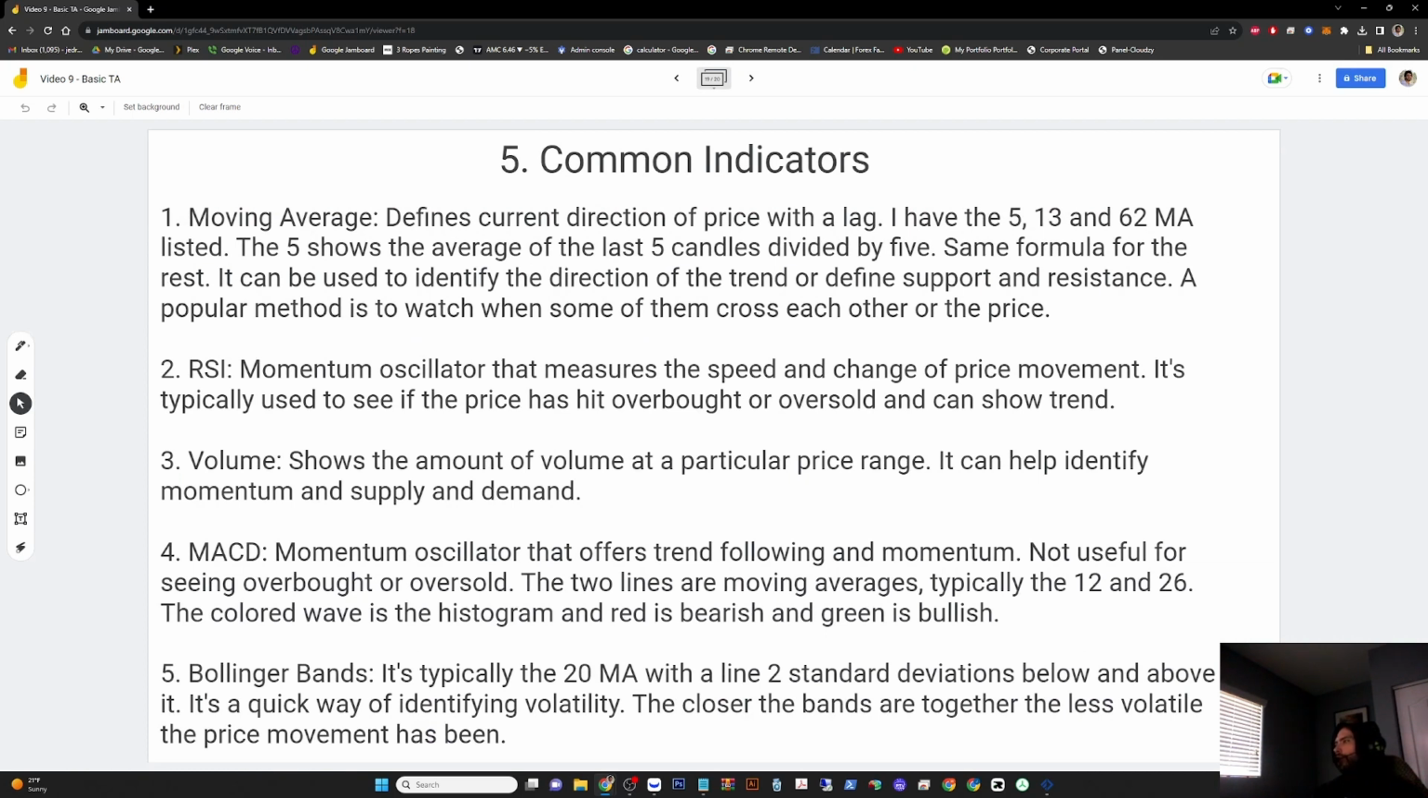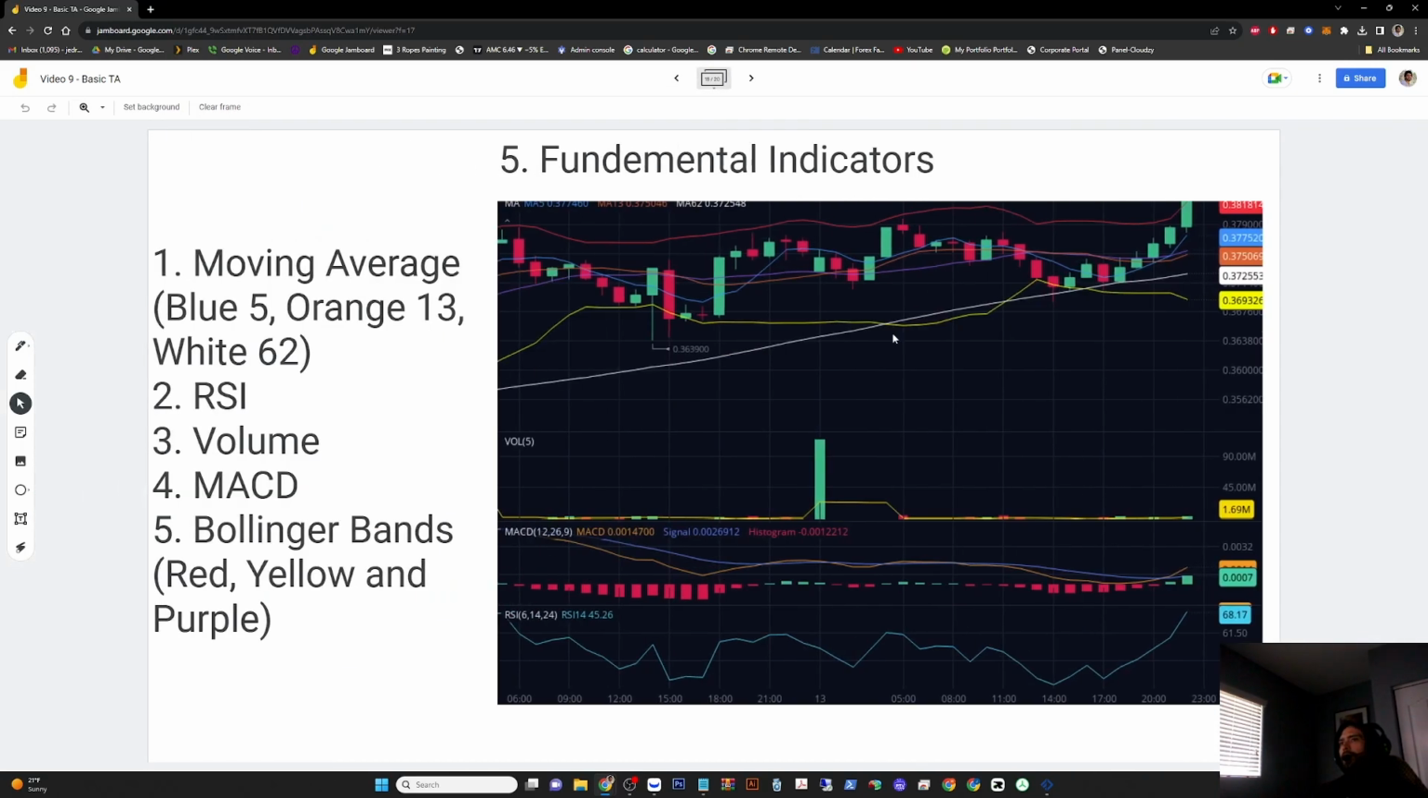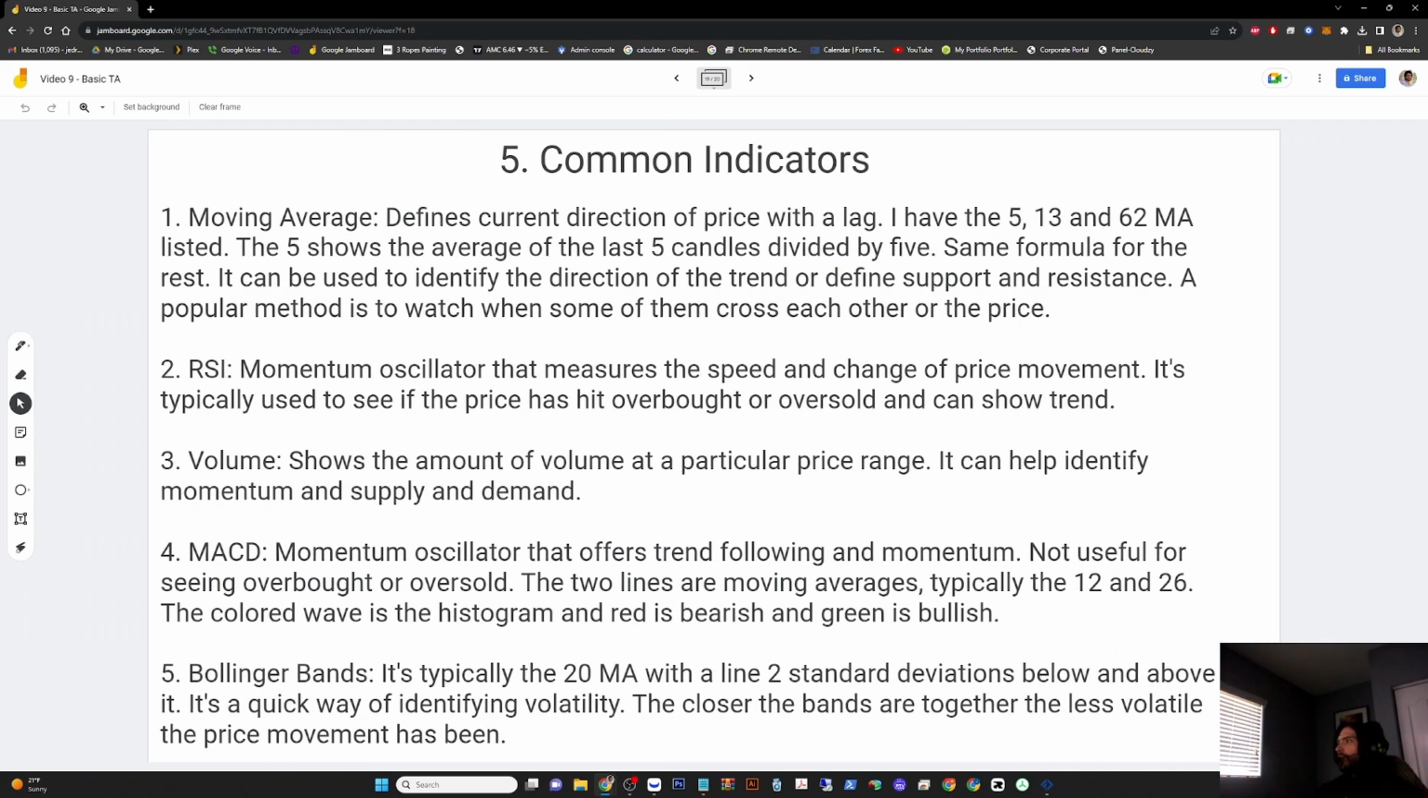Volume shows the amount of volume at a particular price range. It can help identify momentum and supply and demand. As I said before, you could tell that there was a buyer and a seller lined up because of how much it didn't affect the price, and you can see the prices moved a lot more with far less volume in other places.